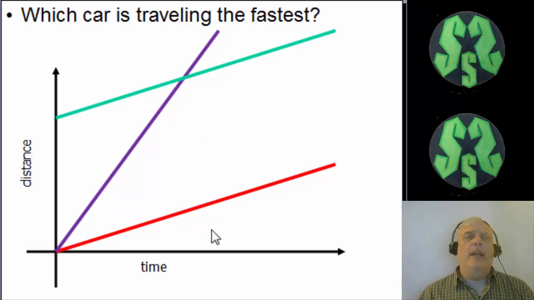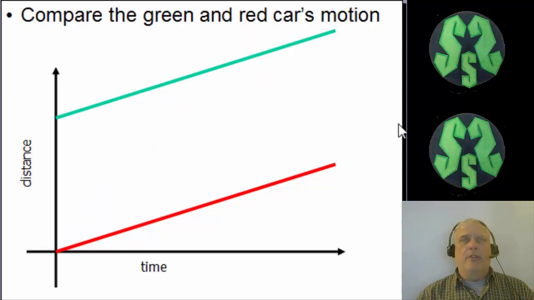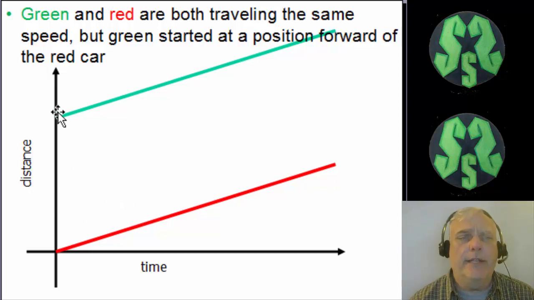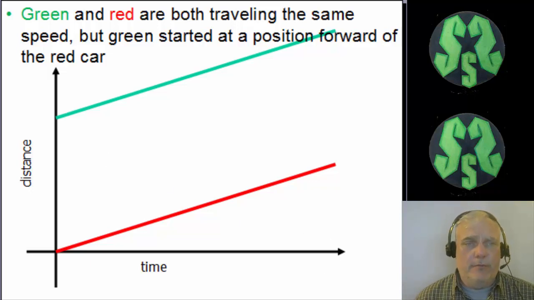The green and the red are traveling both at the same rate of speed because they both have the same slope. Let's compare the green car and the red car from the last graph. We see they're both traveling the same speed because they're the same sloped line. However, which car is leading the race? The green car is, because it started at time 0. It started at a position more forward than the red car. So let's say the green car started at the 20-yard line and the red car started at the 0-yard line.